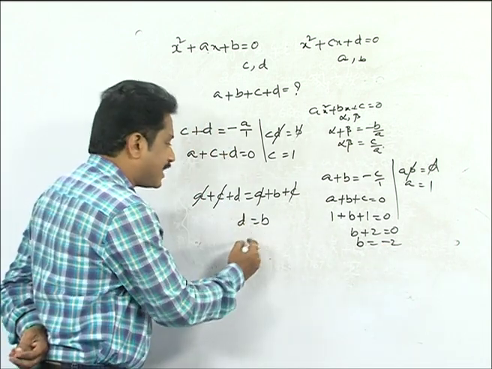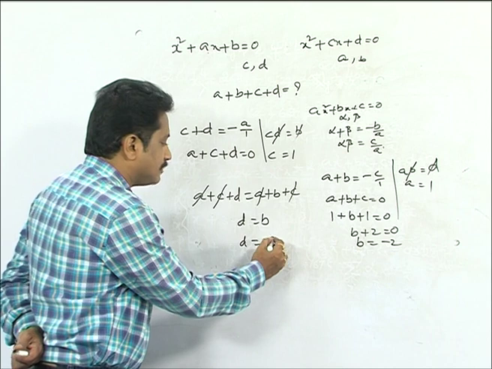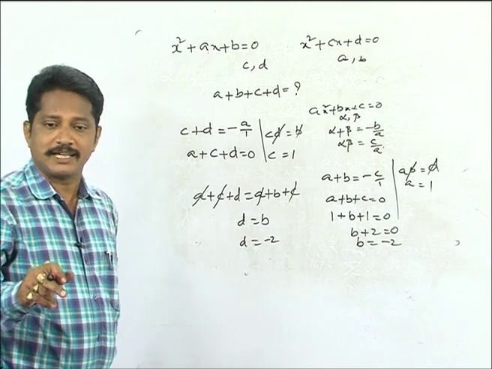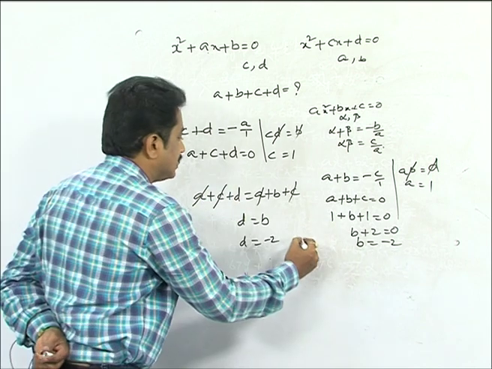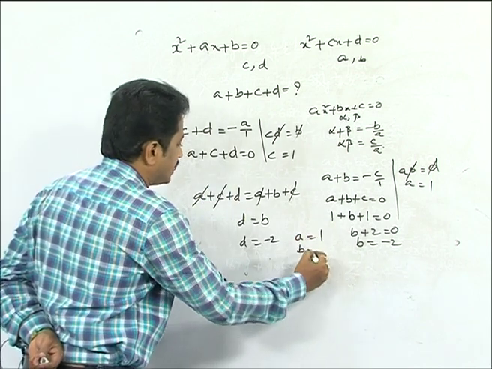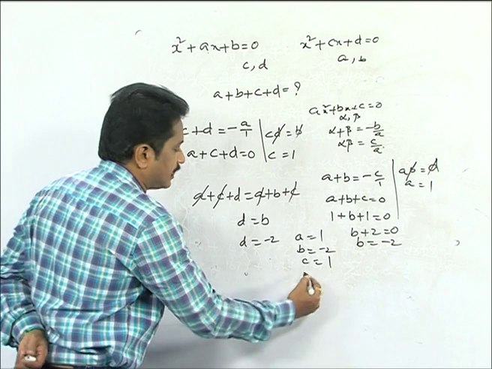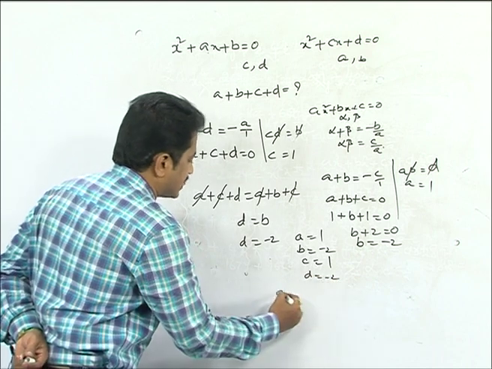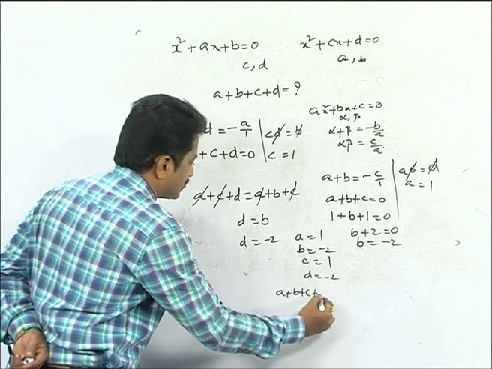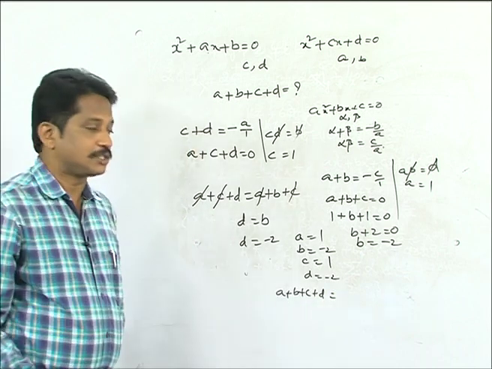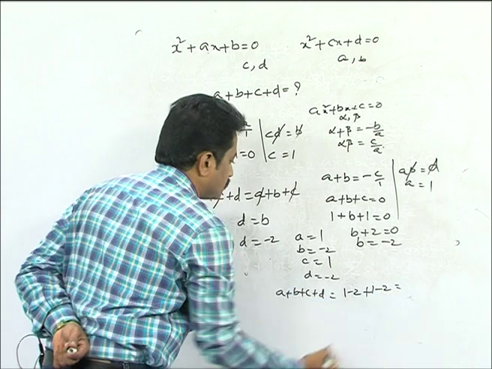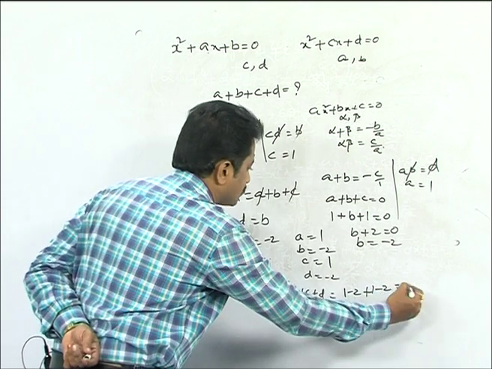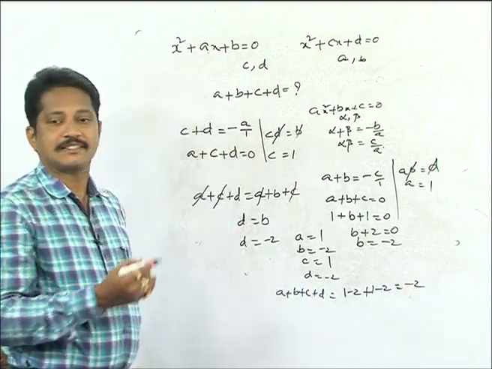And d is equal to minus 2. So, b equal to minus 2, d equal to minus 2. So, you know the values: a is 1, b is minus 2, c is 1 and d is minus 2. What is required? a plus c plus d is equal to 1 minus 2 plus 1 minus 2, which is nothing but minus 2. That is the answer.